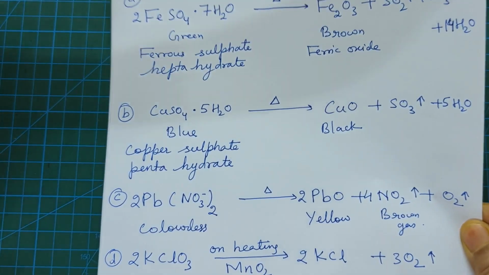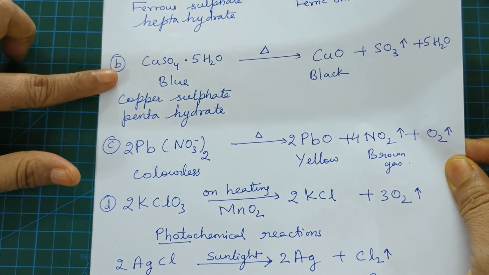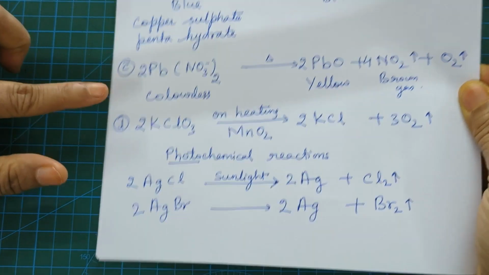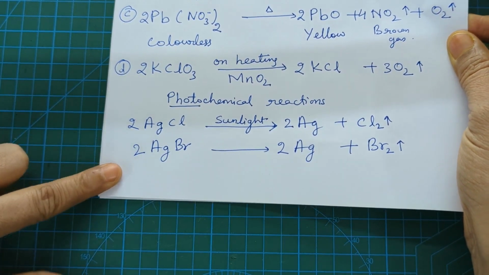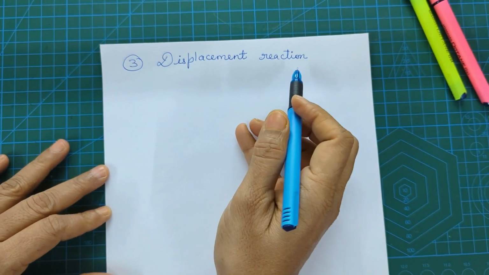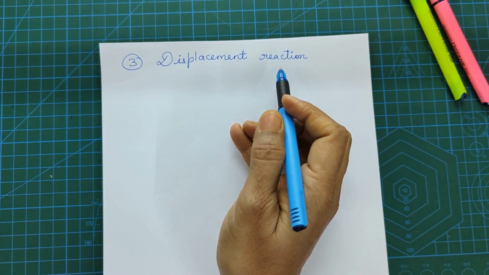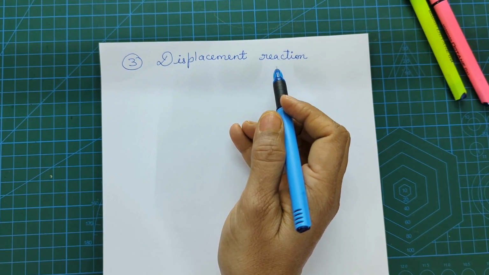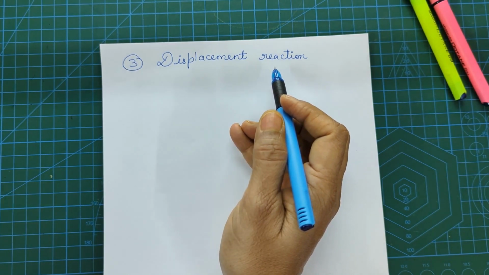So decomposition reactions: decomposition of ferrous sulfate heptahydrate, decomposition of copper sulfate pentahydrate, lead nitrate, potassium chlorate, silver chloride and silver bromide. The third kind of reaction is called a displacement reaction. A displacement reaction is a chemical reaction in which a substance of higher reactivity displaces a substance of lower reactivity from its salt solution.